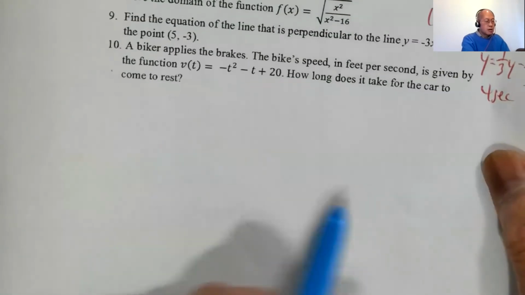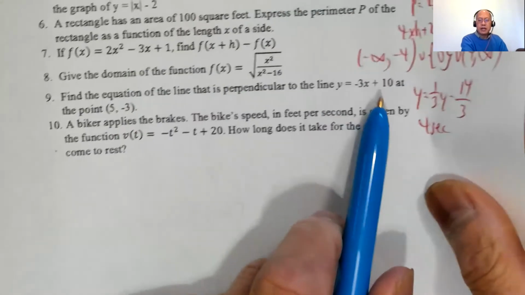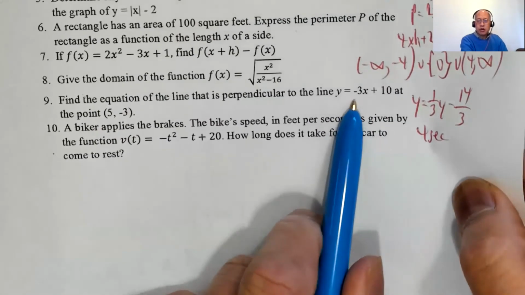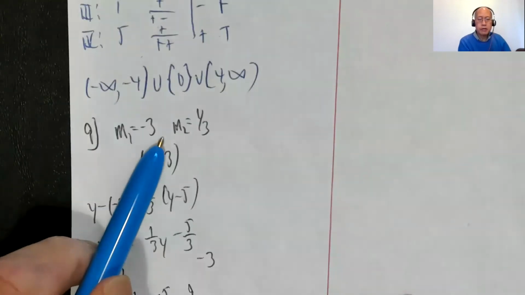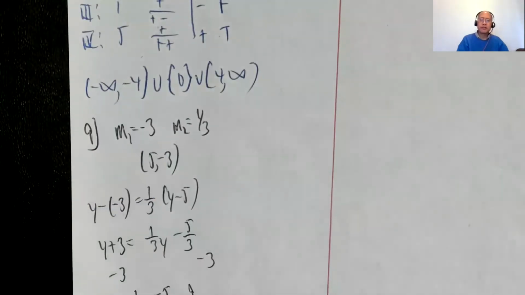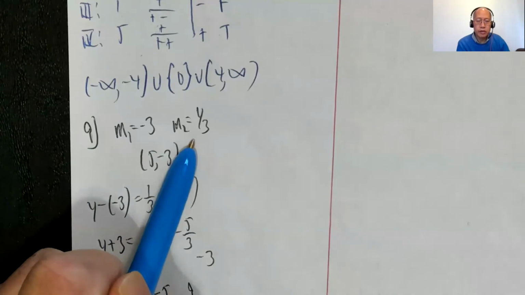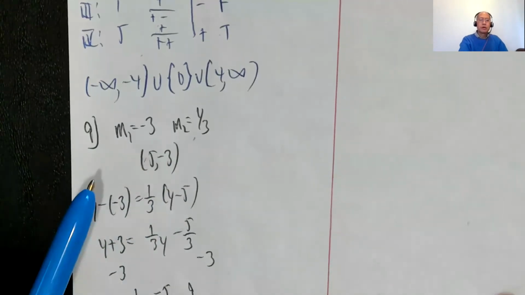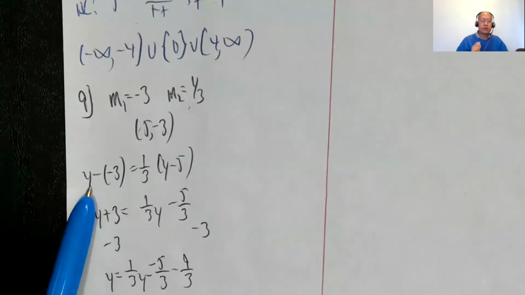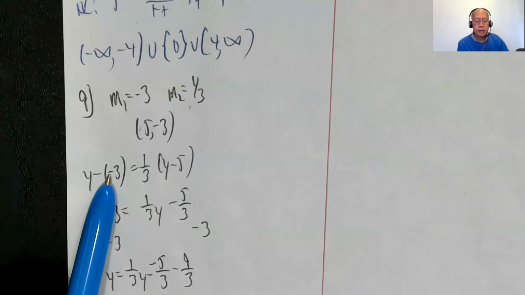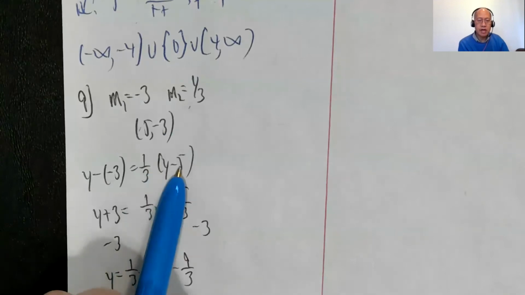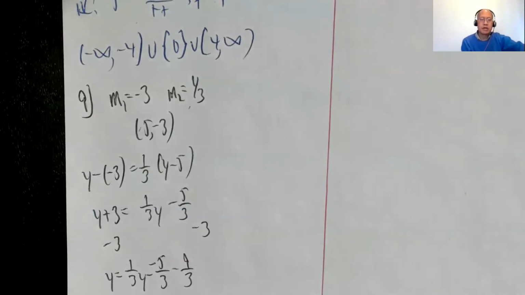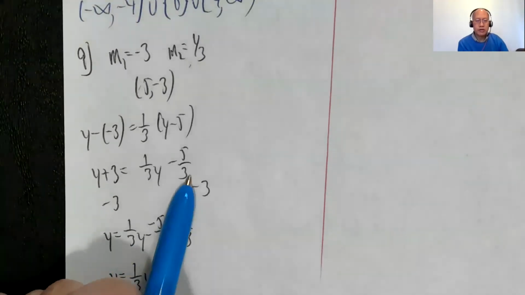Number 9, we're given a point and a perpendicular. So perpendicular, the slope is negative 3. So perpendicular means you want the negative reciprocal, flip the fraction and change the sign, 1/3, and that's the point. Then I plug into y minus y1, y minus a negative 1, negative 3 is m, 1/3 times (y minus 5). Clean up the algebra: y plus 3 equals 1/3 y minus 5/3.